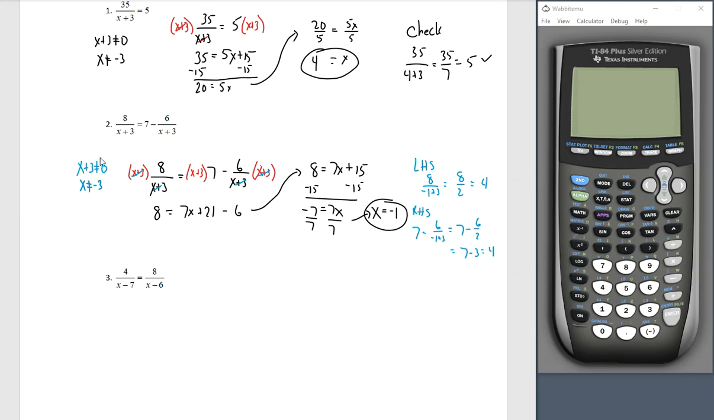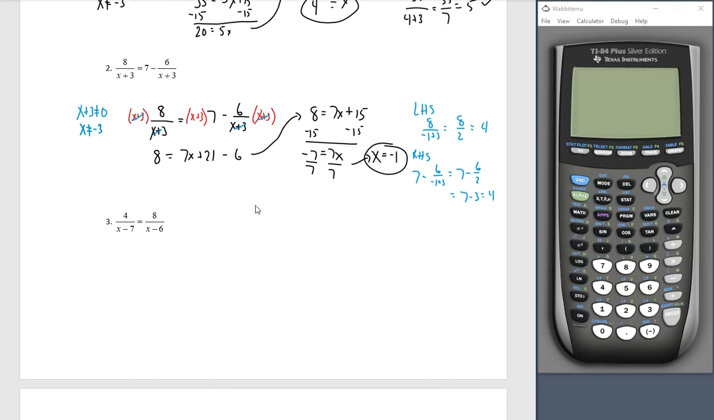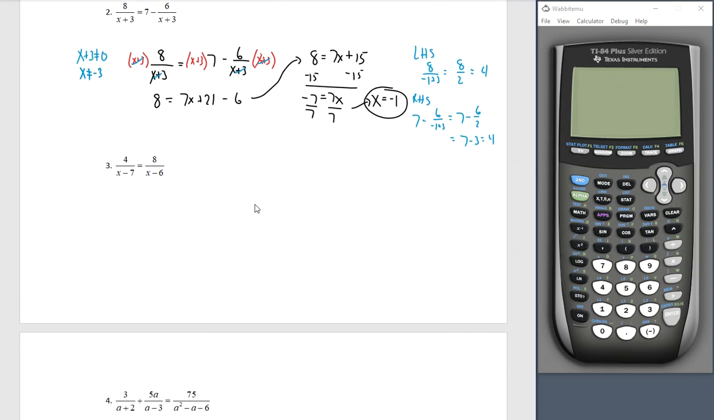Okay, so make sure that we're not multiplying everything by 0, because when you multiply an equation by 0, it's kind of like cheating. It's mathematical cheating. Everything's good when you multiply by 0.